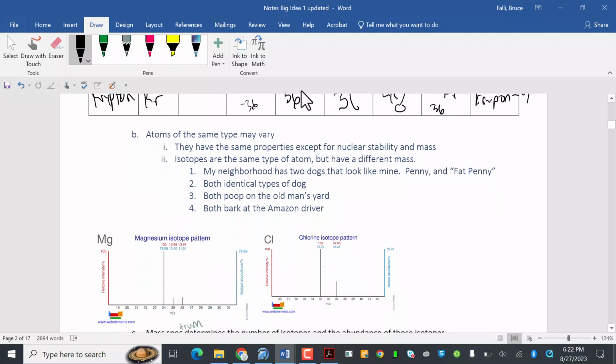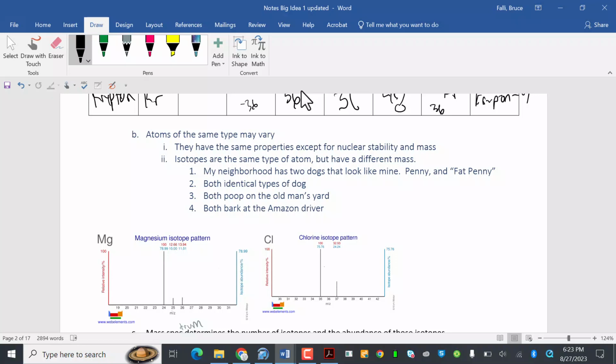All right, atoms of the same type may vary. They have the same properties except for nuclear stability and mass. People in the same family may vary. They have the same properties except for stability. Hey, I'm the crazy brother. I'm the black sheep of the family. And mass, me, I tend to like to eat more than my brother. So I'm the chubby one, and I'm unstable. Still family, but a little different, but still very much the same. Not the biggest difference, right? I'm not that different of a person just because I'm chubby. A little bit more different if I'm a little bit less stable. Isotopes are the same type of atom but have a different mass.